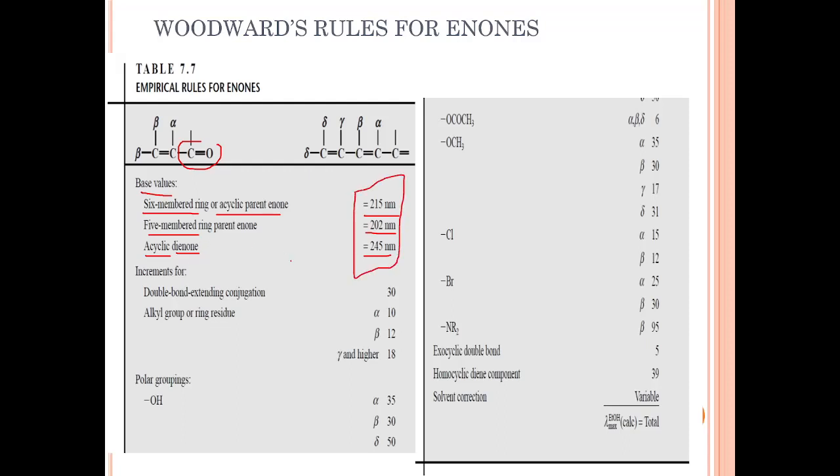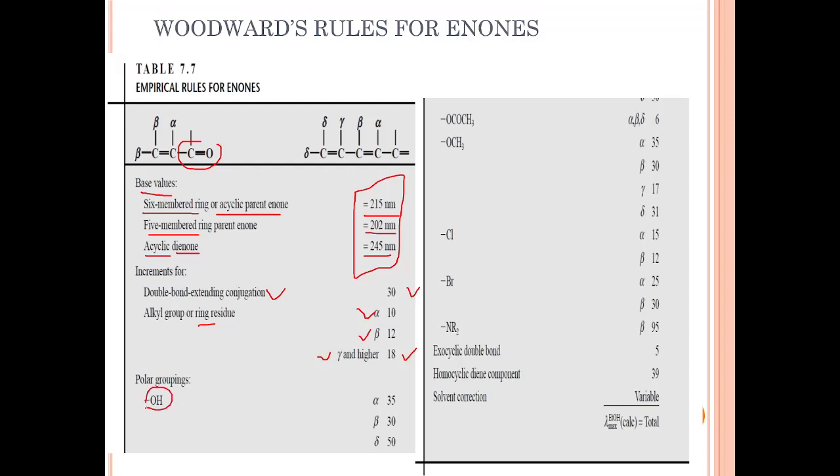Okay, for dione we have 245, for a 5-membered ring enone we have 202, and for a 6-membered or acyclic parent enone we have 215. Now, extended double bond 30 again, and alkyl substituent depends on the position. If it is on the alpha, we need to add 10, beta we need to add 12, and for gamma or higher and so on we need to add 18.